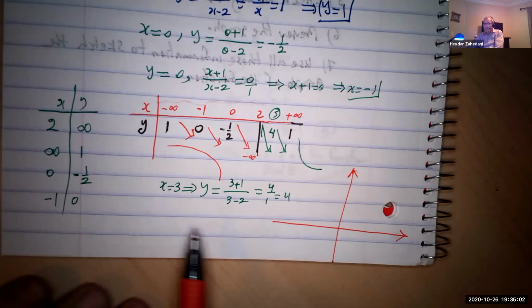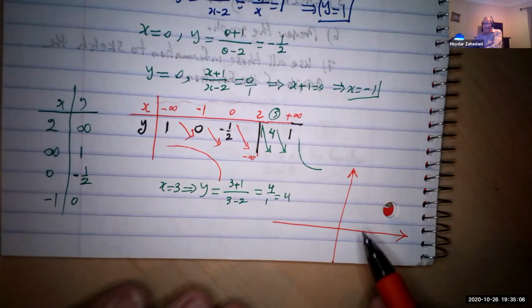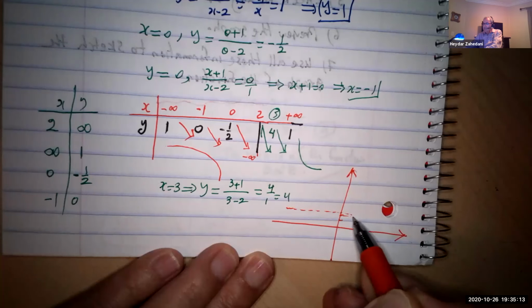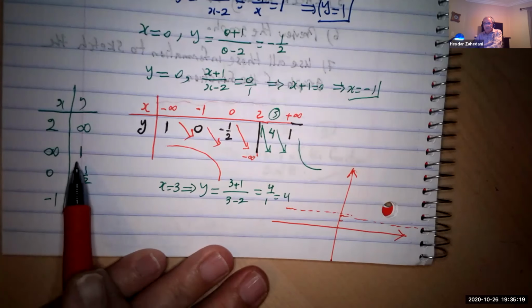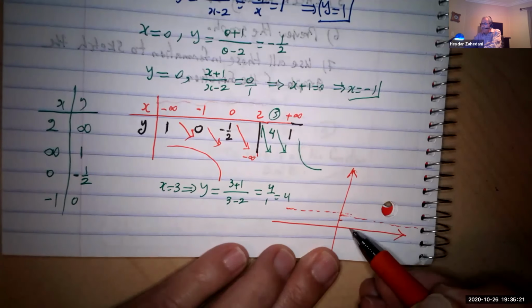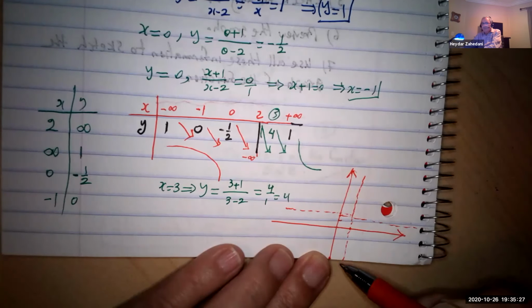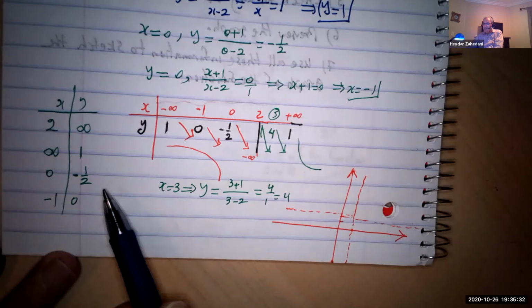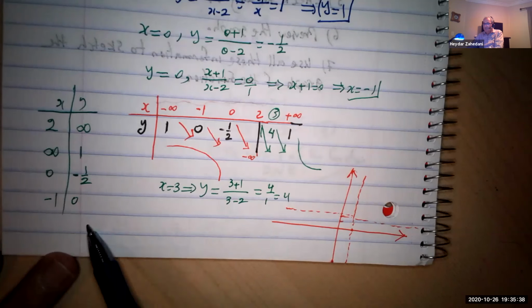You draw your asymptote. You see x equal to 2. This is x equal to 2. The other asymptote is y equal to 1, y equal to 1. So we get the asymptote by dotted line. This is x equal to 2, and this is going to be y equal to 1.